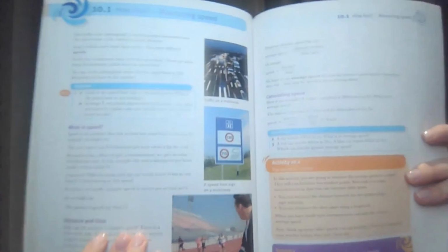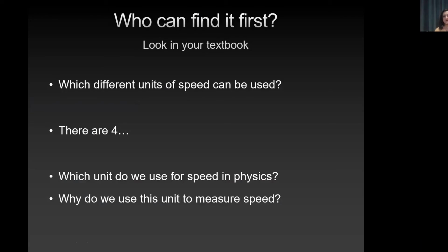So as you can see, this is what my textbook looks like, and this is the version that I use. When we look at what it says, firstly we ask, what is speed? Speed is the quantity that tells us how fast something is moving. All right, let's jump back into my screen. Which different units of speed can we use? You can pause your video so that you can find it in your own textbook. But we use meters, seconds, and for speed itself, we use meters per second.